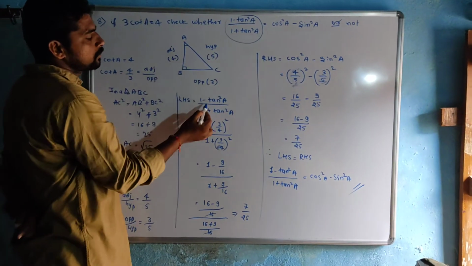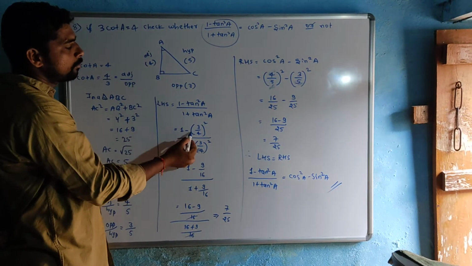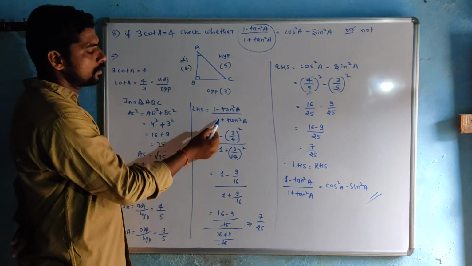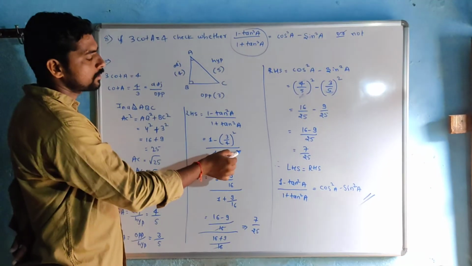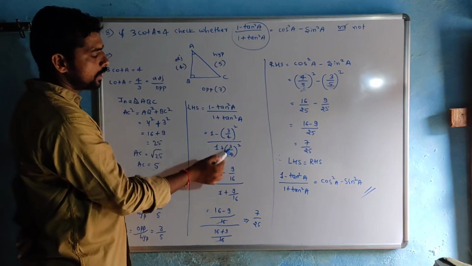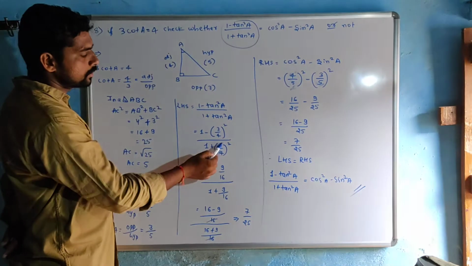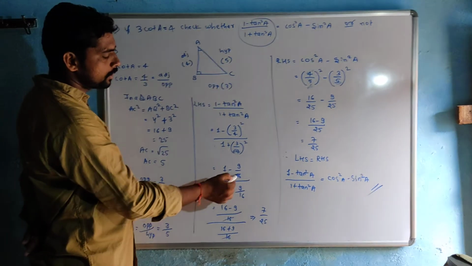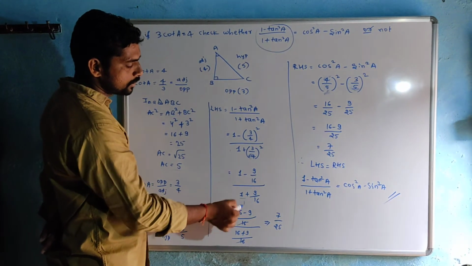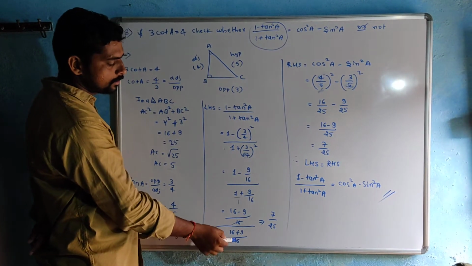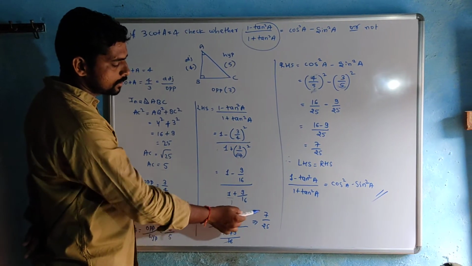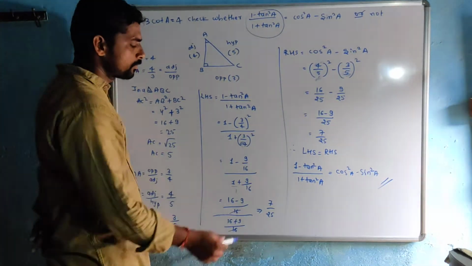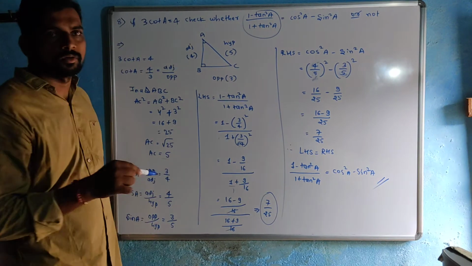See here, I take LHS first. LHS is 1 minus tan square A divided by 1 plus tan square A. You know the tan A value is 3 by 4. See here, 1 minus 3 by 4 square, 1 plus 3 by 4 bracket square. 3 square is 9, 4 square is 16. You get 16 minus 9, LCM is 16. 16 plus 9 divided by 16. 16 gets cancelled. 16 minus 9 is 7. 16 plus 9 is 25. Therefore LHS is 7 by 25.